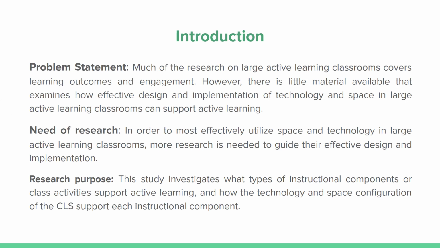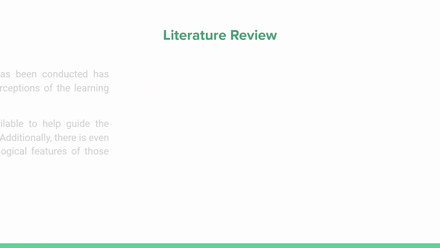A lot of the research that has been done about active learning classrooms really details the outcomes, right? How well it worked, and how students were engaged. The problem is that there's not a lot of research regarding how to actually design an active learning classroom and how to utilize the space with technology. So this study looks at analyzing how technology and space configuration can be used to support each of the instructional components that are used in the learning process.